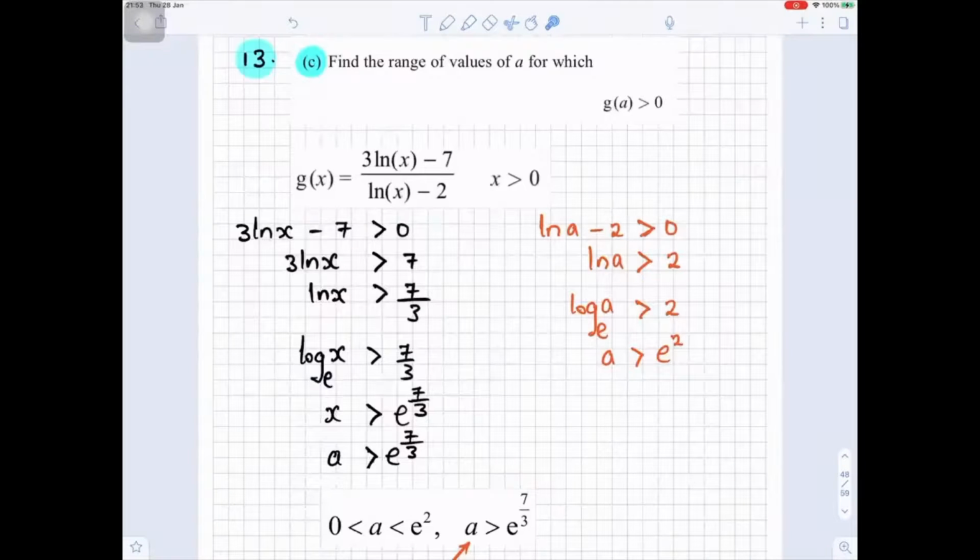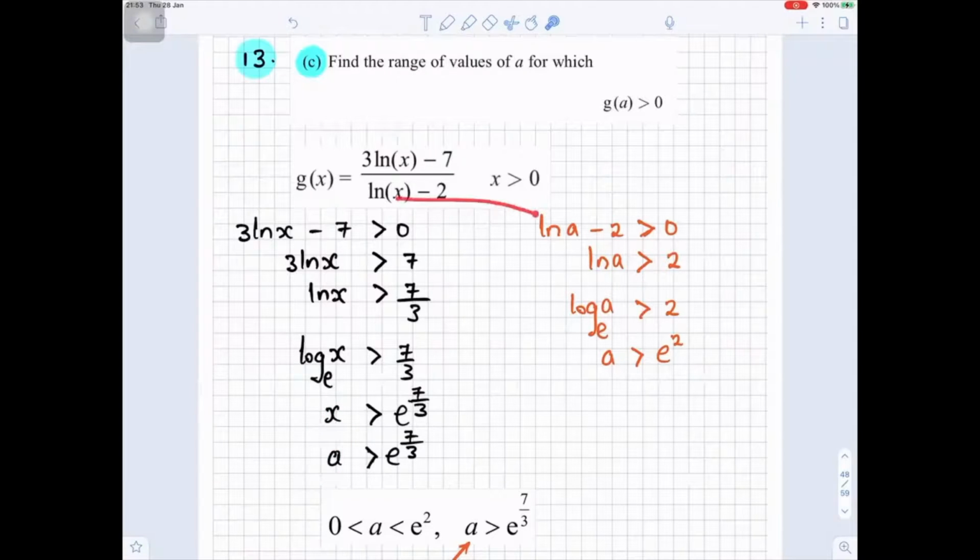For 13c, find the range of values of a for which g of a is bigger than 0. So let's look at the top, the numerator. 3 ln x is bigger than 0. Minus 7 goes to the right, it becomes plus 7. Times 3 goes to the right, it becomes divided by 3. So ln x is greater than 7 over 3. And you can use log x to the base e is greater than 7 over 3. So x is greater than e to the power 7 over 3. So that's our a. Or a is greater than e to the 7 over 3.